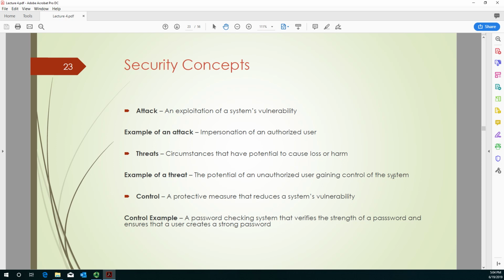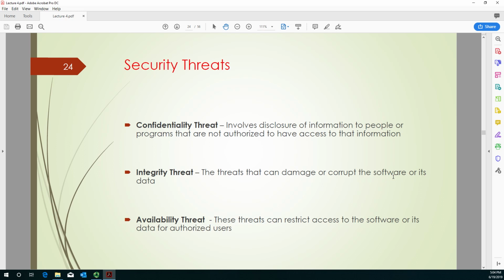Threats are circumstances that have potential to cause loss or harm. An example of a threat is the potential of an unauthorized user gaining control of the system. Control is a protective measure that reduces the system's vulnerability, for example, having a strong password. There are some types of security threats.